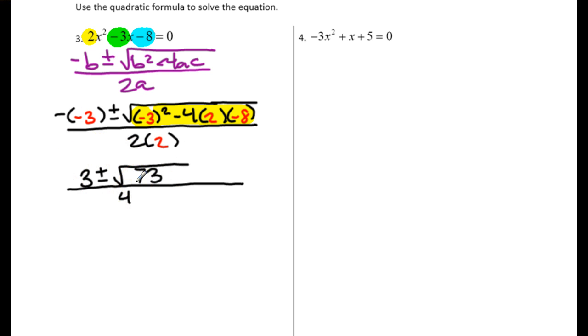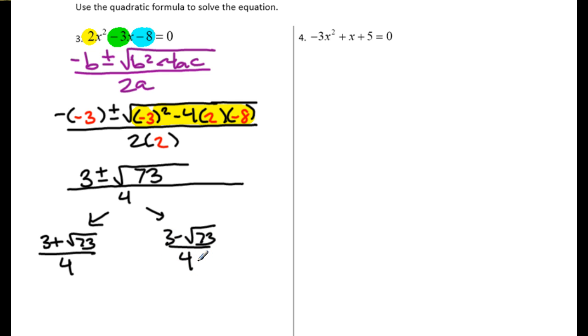Okay, now here's another very important step. And you kind of were doing this when you were solving before. This is really two problems in one. Alright, this really means 3 plus square root of 73 divided by 4, and it means 3 minus square root of 73 divided by 4. Alright, so let's just kind of write that out. 3 plus square root of 73 over 4, and 3 minus square root of 73 divided by 4.